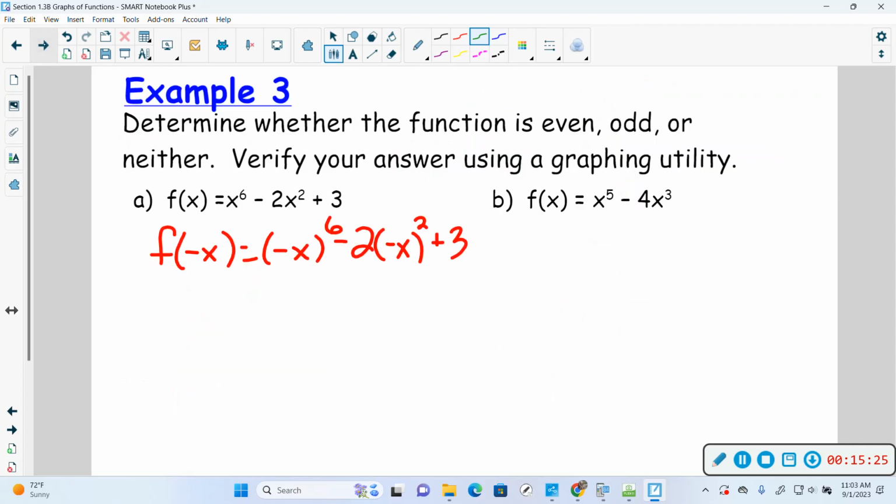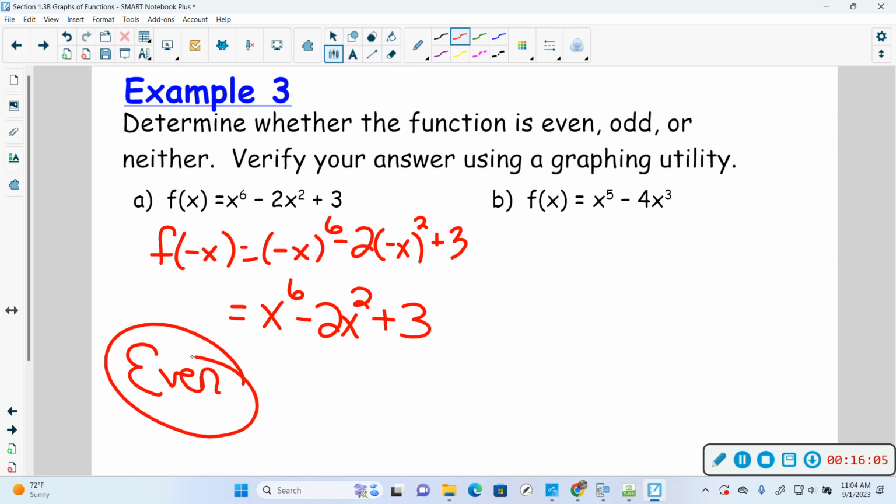Okay. So of course this one, you can see I started the algebraic part. Replace x with a negative x. We did it. I'm going to simplify. Two negatives make a positive, so I'm going to have minus 2x squared. Then I'm comparing it against the original function. Exact same original function, it's even.